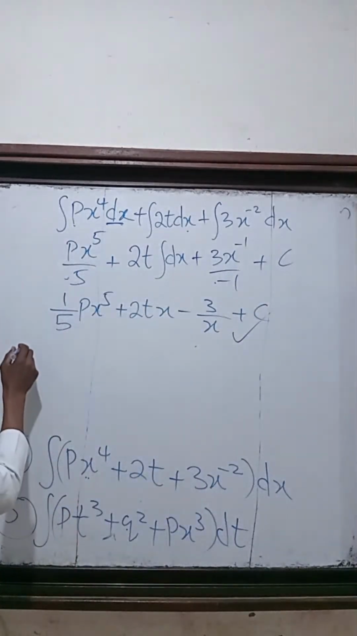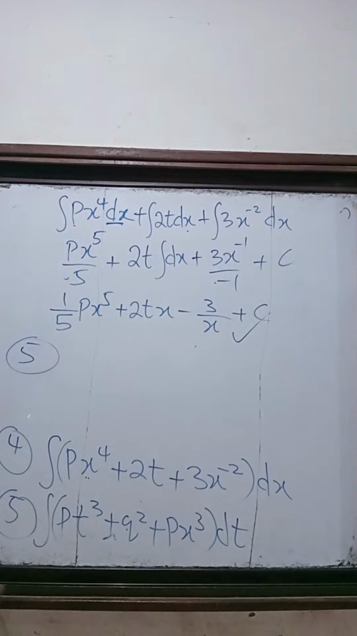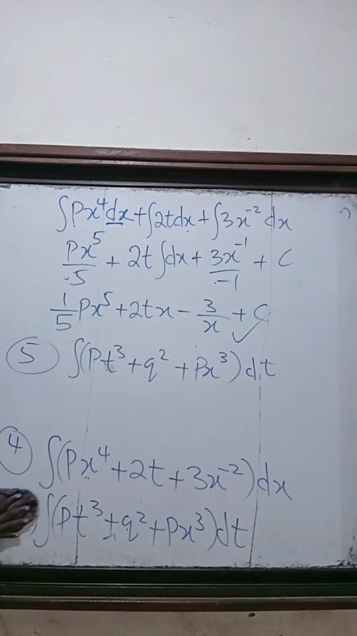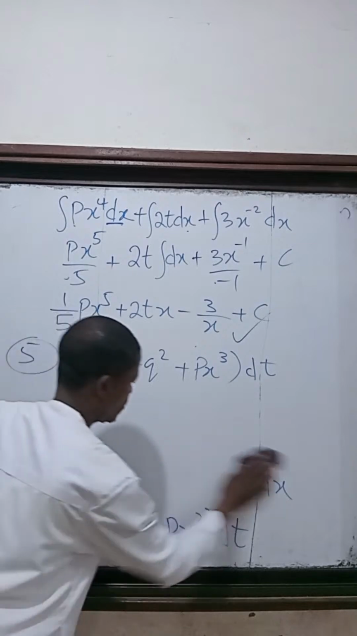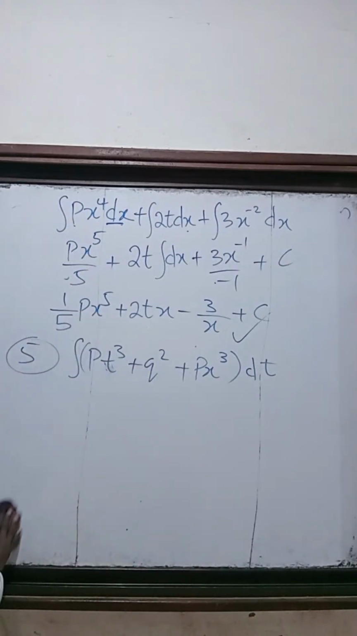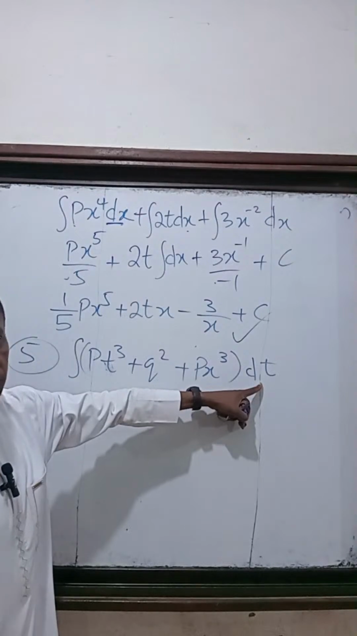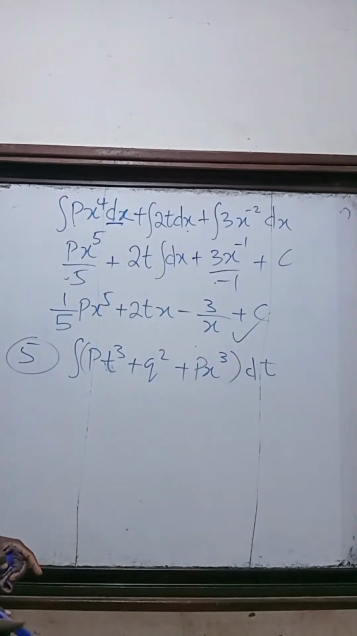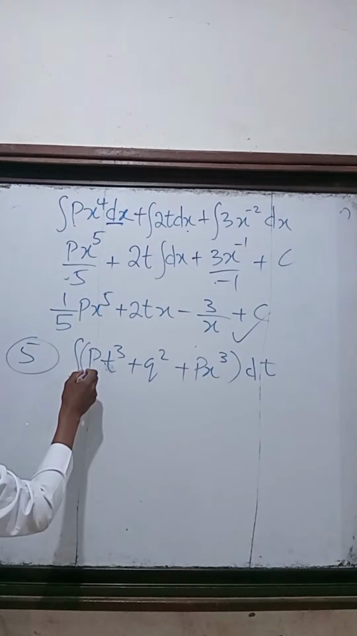Let's quickly see the final one, number 5. Integral of, so that's number 5. That's what we have there. For the fifth one, number 5, we are integrating with respect to t. Okay, with respect to t. So that means p is a constant.